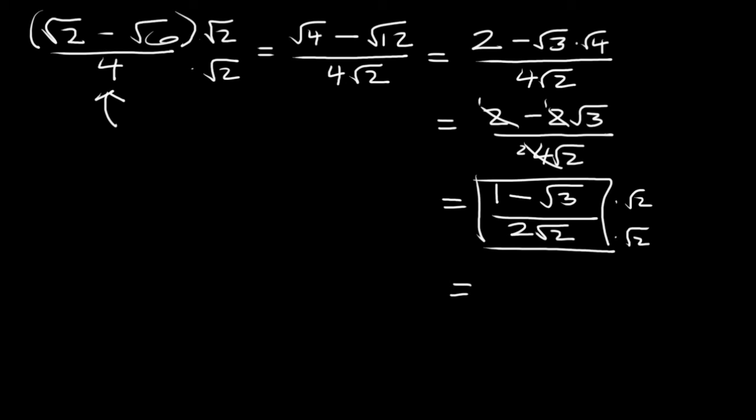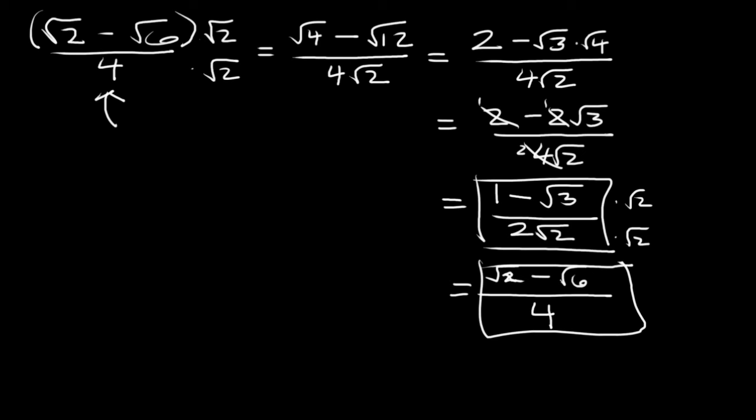So root 2 times 1 is root 2. Root 2 times root 3 is root 6. That would be root 2 times root 2, which is 2. So 2 times 2 is 4. So by multiplying top and bottom to rationalize, I get back to the answer that we had. Both of these answers are technically correct. One of them is not rationalized.